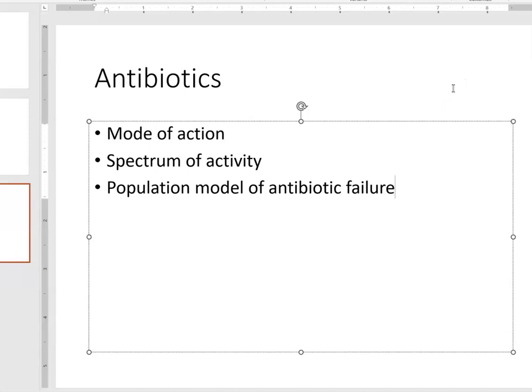And in the next one, we really go into detail about the beta-lactam antibiotics, for several reasons. The first one is that these are the most common.